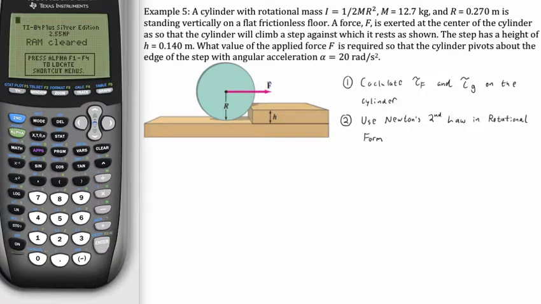And the question asks, what is the value of the applied force, F, that is necessary so that the cylinder pivots about the edge of the step? Great phrasing there, because it tells us where to put our pivot point, with an angular acceleration of 20 radians per second squared. So not only do we want the cylinder to roll up the step, but we want it to roll up and speed up. And so that will allow us to plug in our known values and solve the system.